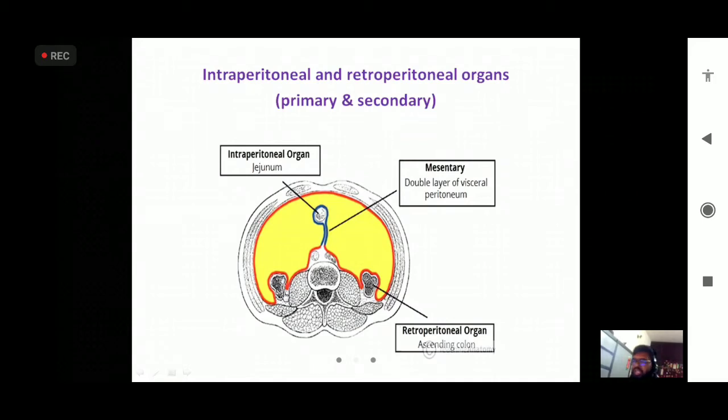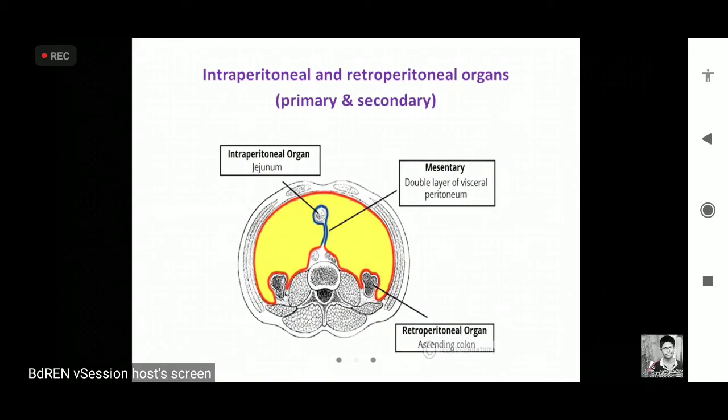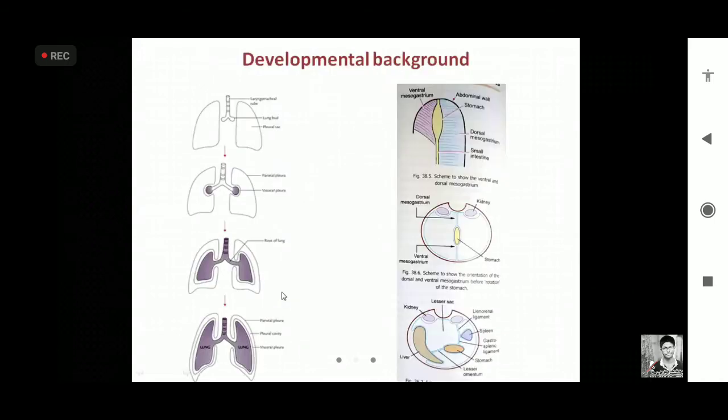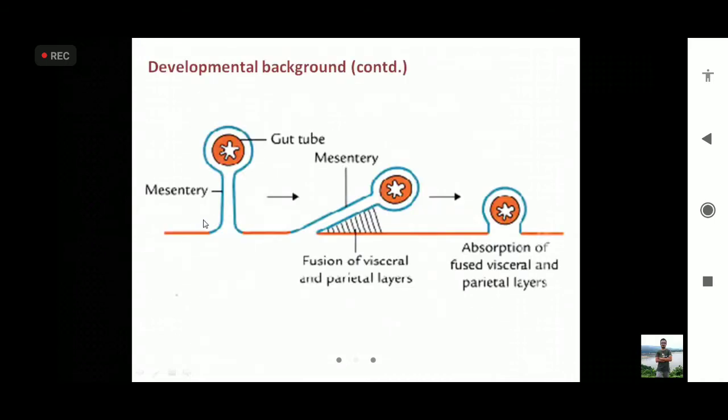But some of the organs, like the pancreas, except the tail, and the duodenum, except the initial 2 centimeters, right? These were initially wrapped by the peritoneum on all sides, but due to a process called zygosis, I'll show you what zygosis is. You know it, zygosis? No, sir. Therefore this is the process of zygosis.